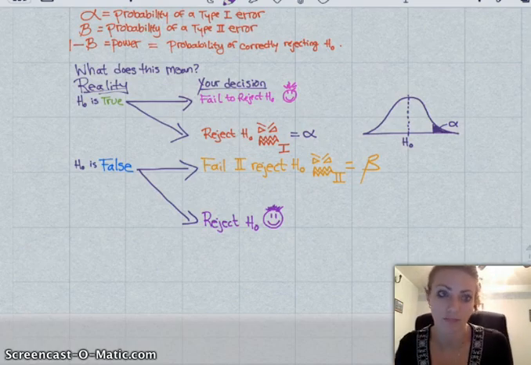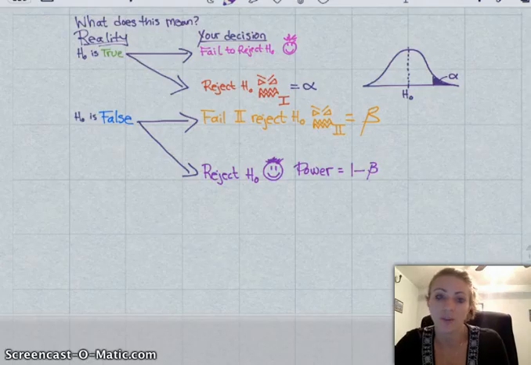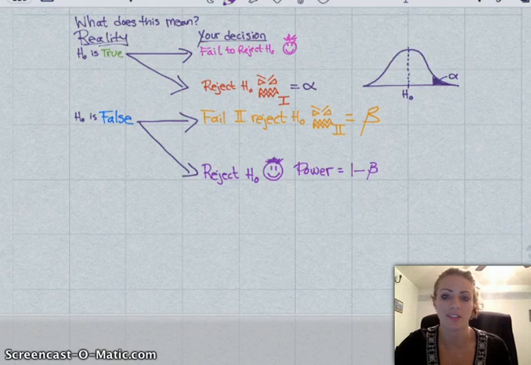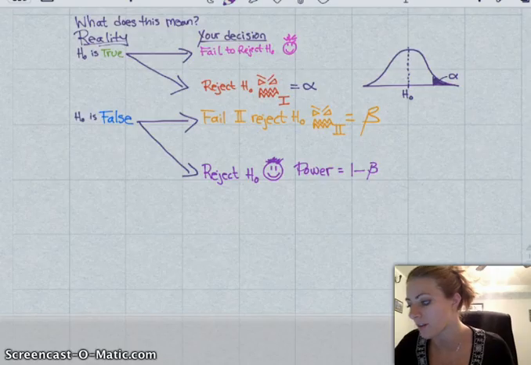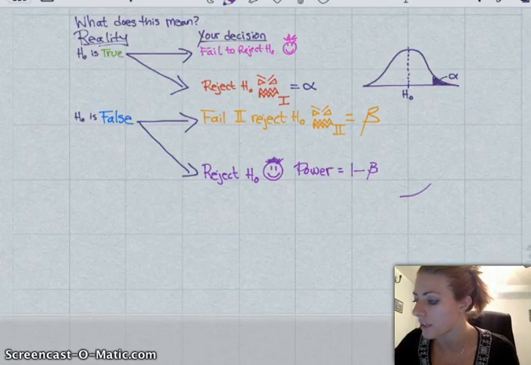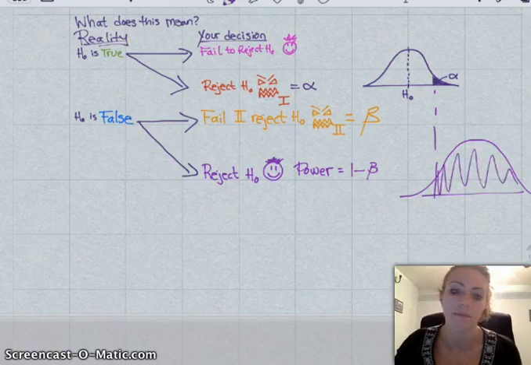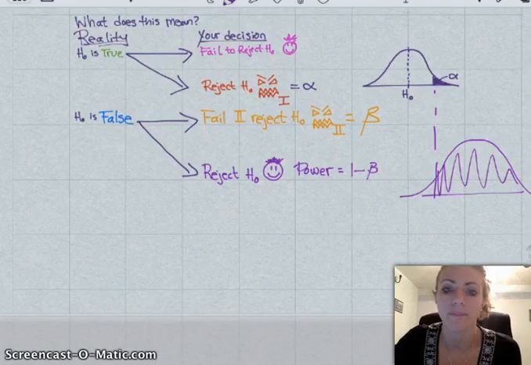1 minus beta. Now the tricky thing is we don't actually know what the true distribution looks like if the null hypothesis is false. We don't know what the true mean is. We just know it's not our null hypothesis. And so that's when the new distribution comes into play with a new mean, and all that funny business happens where I'm rejecting the null hypothesis here and there. I'm making a correct rejection of the null hypothesis.